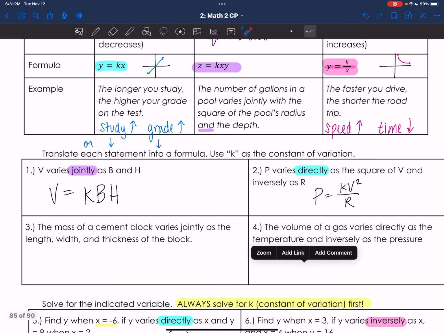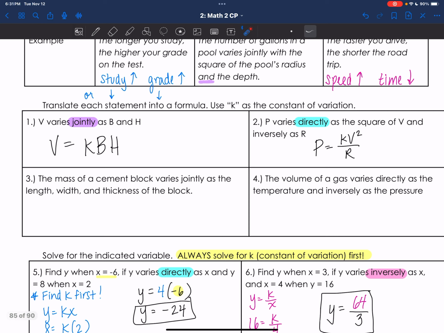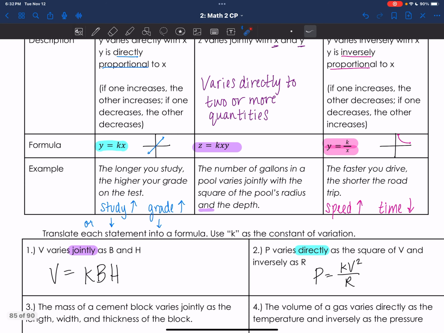All right, so let's go ahead and get started here. We want to translate each statement into a formula. We're going to use k as the constant of variation. That's pretty typical with this. The first one I did with you: v varies jointly as b and h. So what we're going to do is go up here, use the formula for jointly, and we have v varies, so that's your equal sign, jointly. So here's your k, constant of variation, times b and h. That's pretty easy. Just go ahead and do that one.